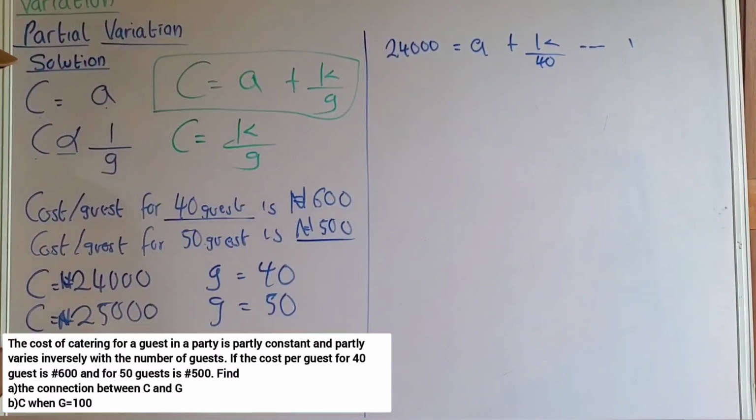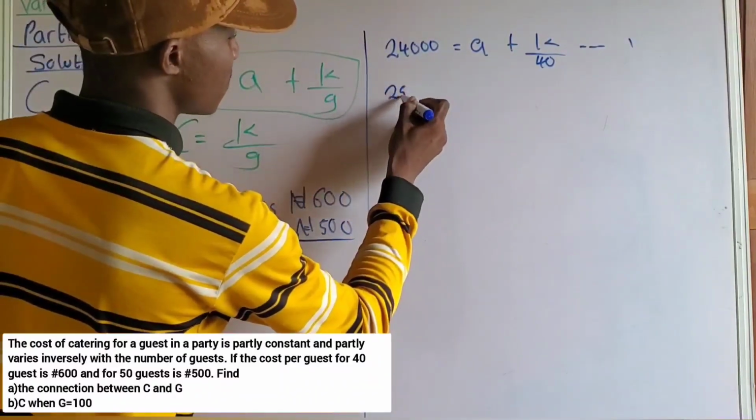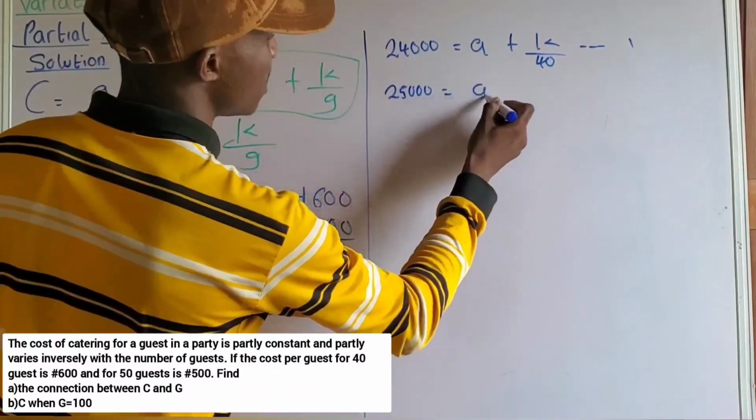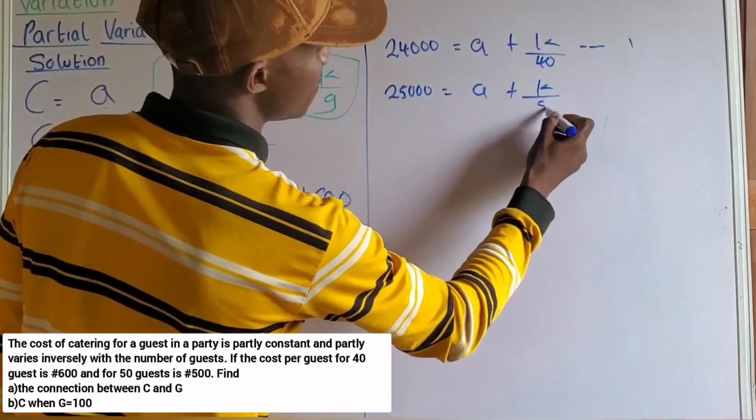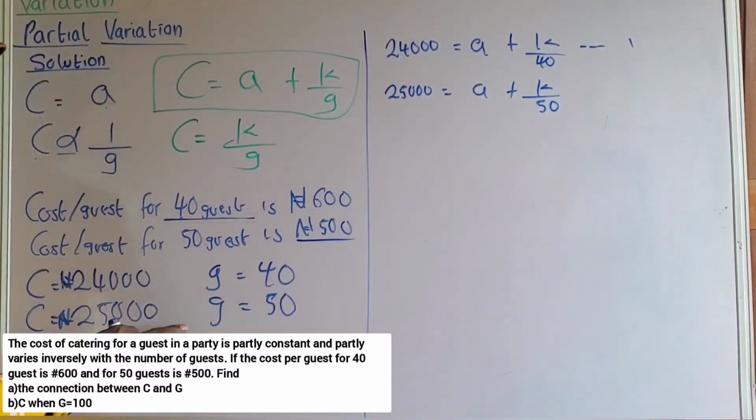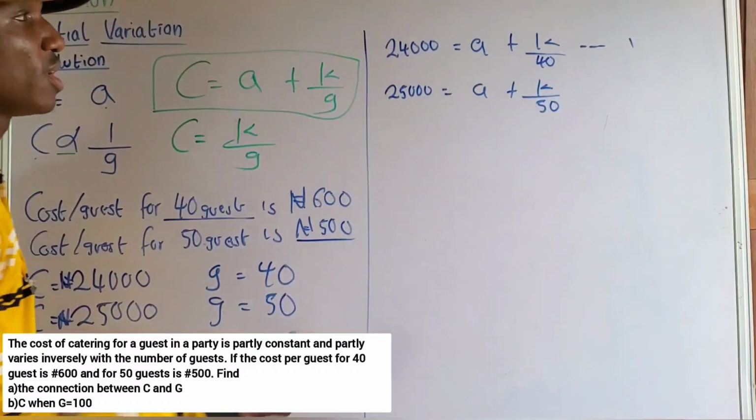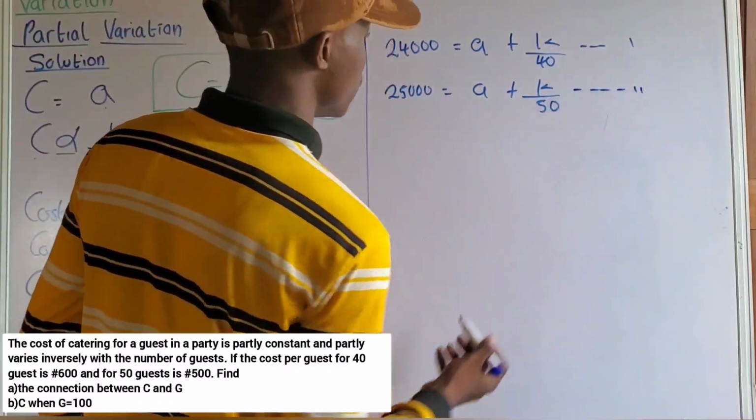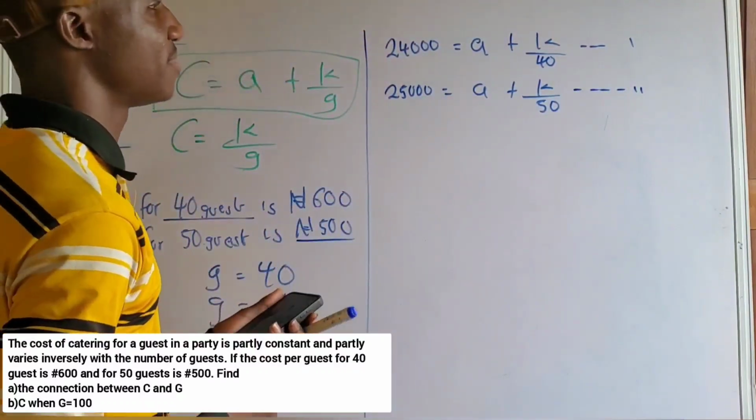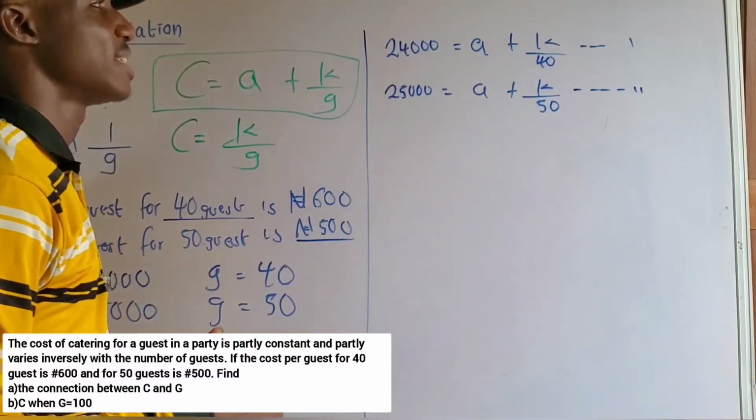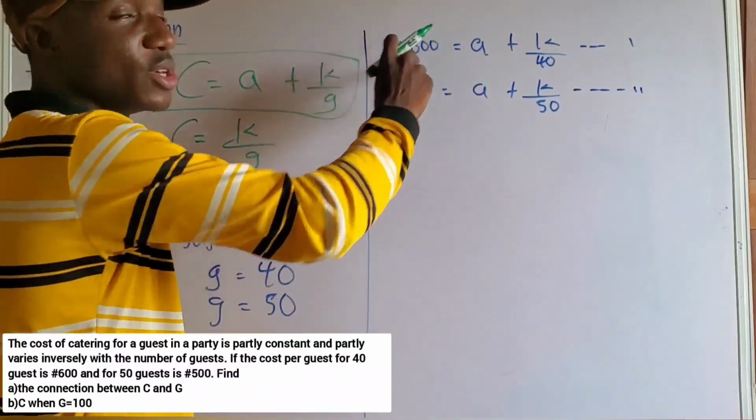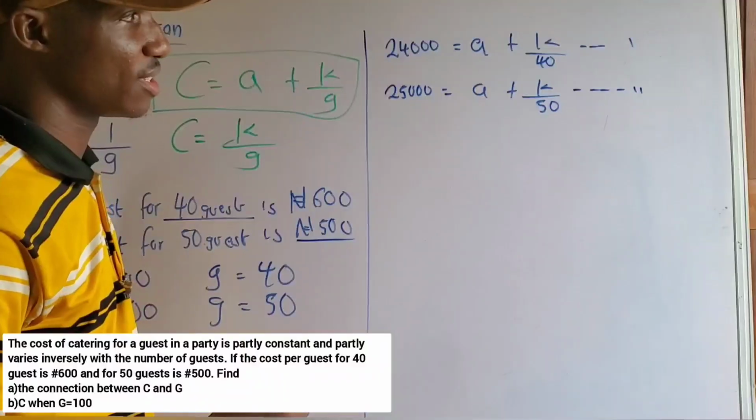Now, when the cost is 25,000 naira, I'm going to have 25,000 naira equals A plus K over 50, because when the cost is 25,000 naira, the G is what? The request is 50. Are you getting it? So call this one equation 2. Now, the next step is to subtract equation 2 from equation 1.